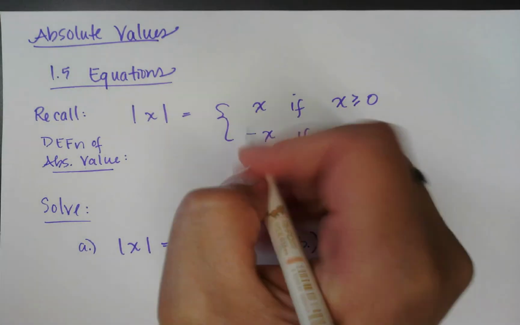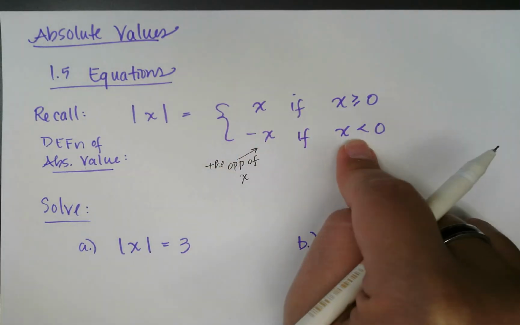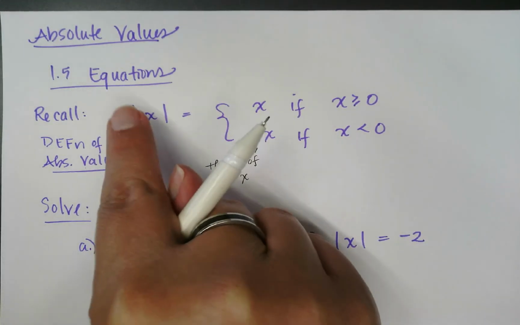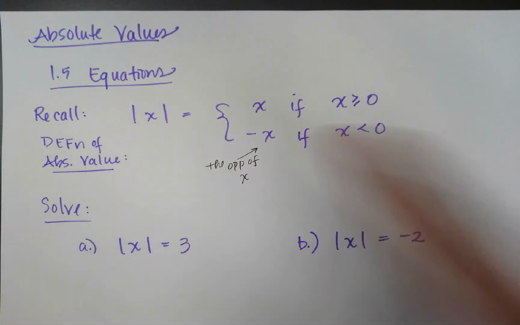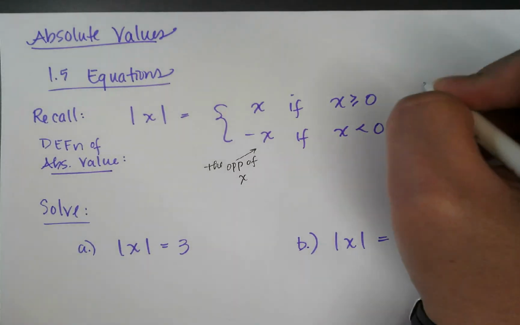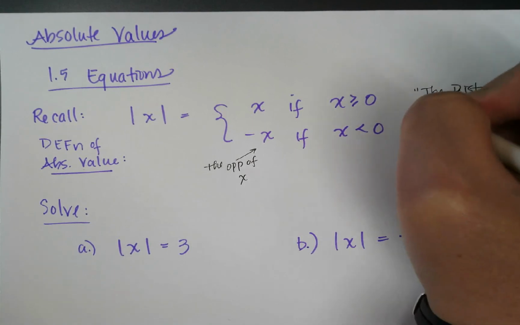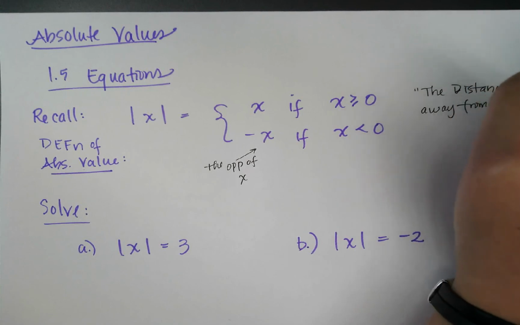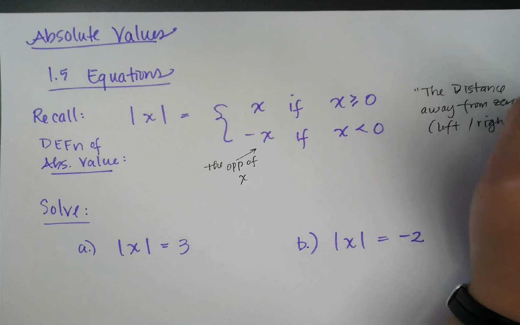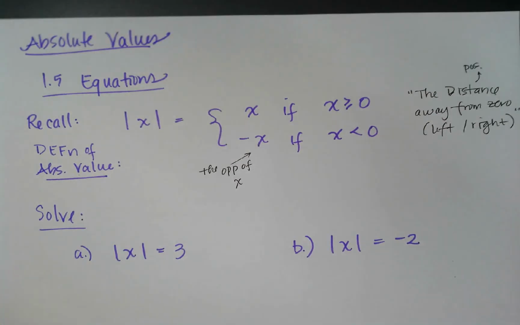If the inside is negative, less than 0. So if it's positive or 0, it stays the same. If it's less than 0 or negative, it becomes the opposite of x, so it turns into a positive. That's the definition. Another definition, you can also think about it as the distance away from 0. And again, you can go left or right, so there's the negatives, positives, but distance is always measured as positive.